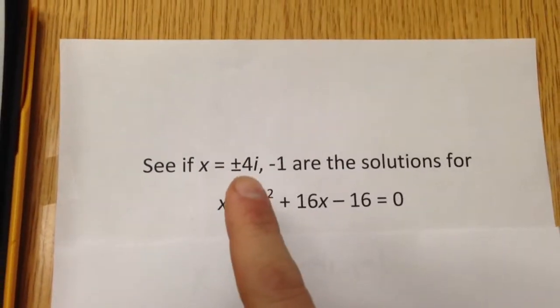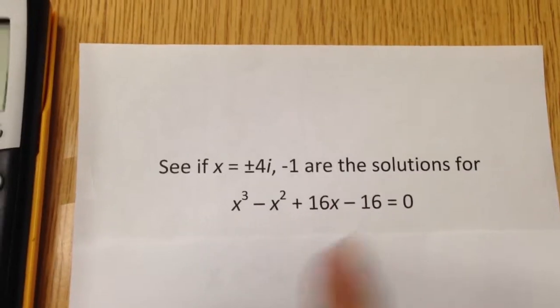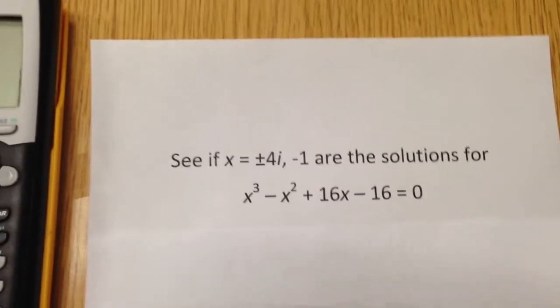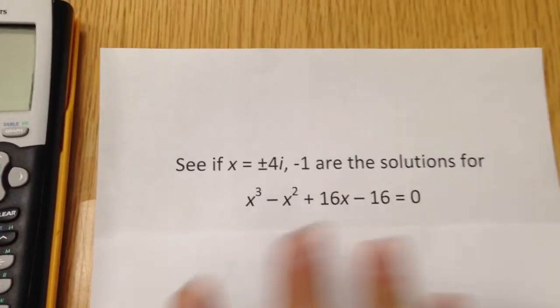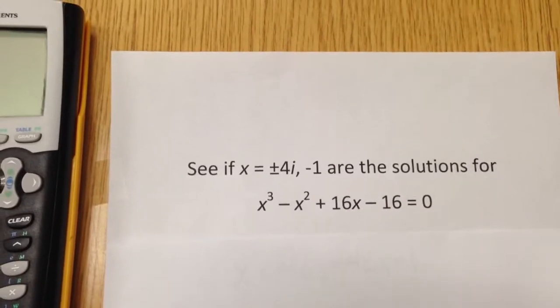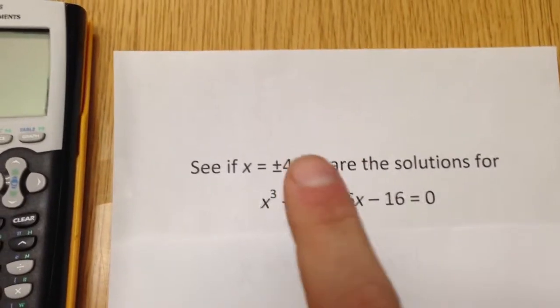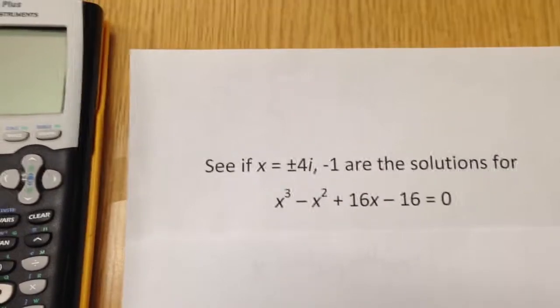See if x equals plus or minus 4i or also negative 1 are the solutions for that cubic polynomial right there. Y'all, there's many ways you can do this. Some of you might be thinking, well, what about factoring by grouping? What about just throwing it in your calculator, see what happens? What we're going to do is some back solving. That means taking these possible solutions and substituting them in to make sure we get, in this case, 0.